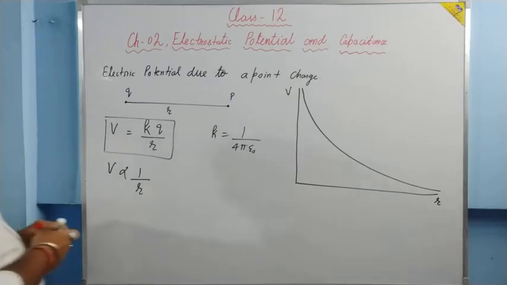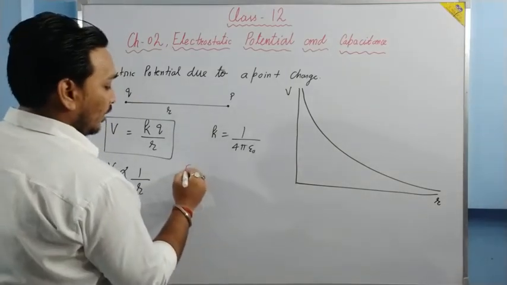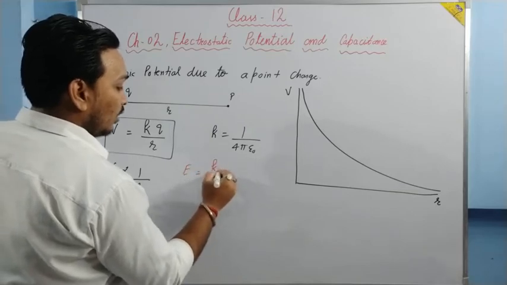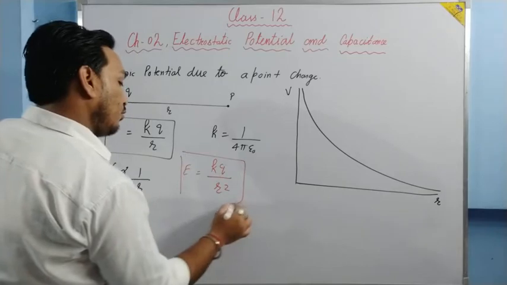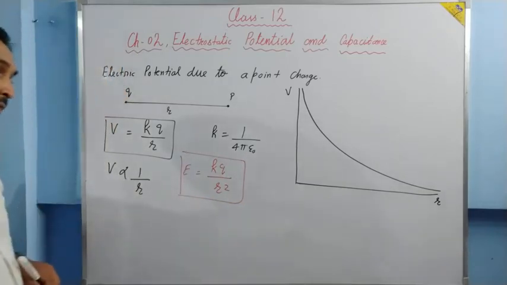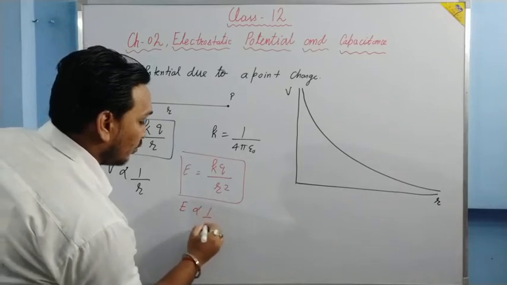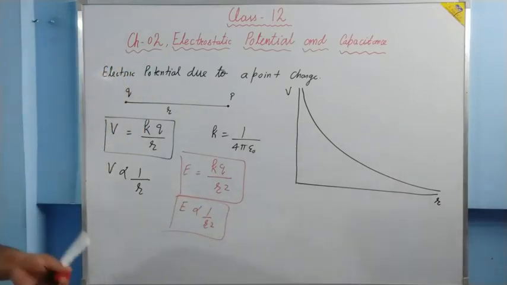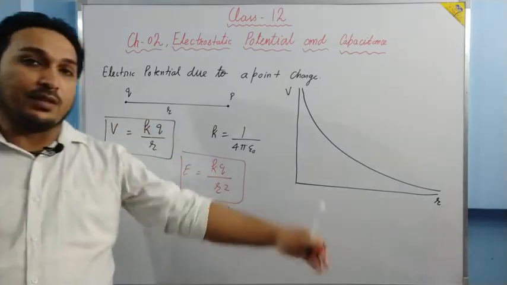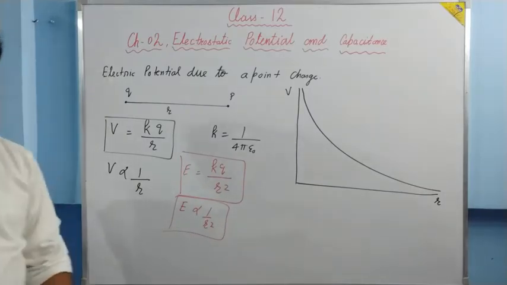Let us do a comparative study. If you remember, the electric field at a point due to a point charge is given by E equals KQ by r square. Here the electric field is inversely proportional to r square. So the graph of electric field is also similar, but a bit different. Now we have to compare the graph of electric field and the potential.